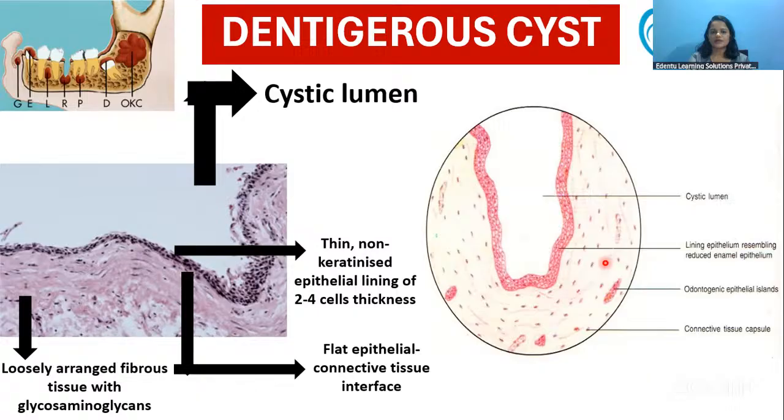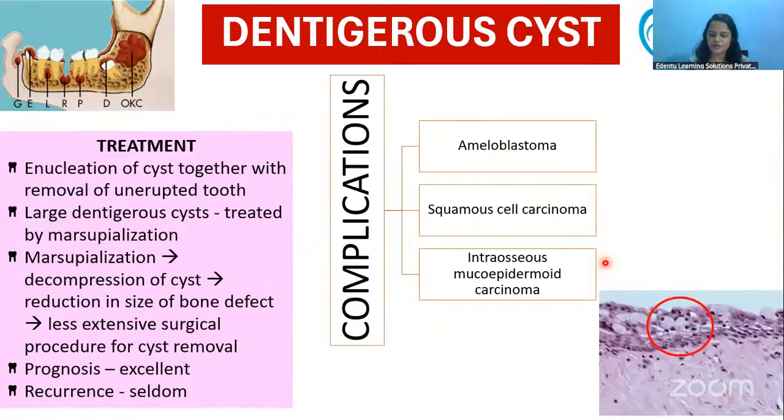Coming to the treatment of the dentigerous cyst, usually we enucleate the cyst. For almost all cysts, the treatment is enucleation with removal of the unerupted tooth. For a large dentigerous cyst, we can do marsupialization also. Marsupialization means we try to decompress the cyst so that the size of the cyst gets reduced.